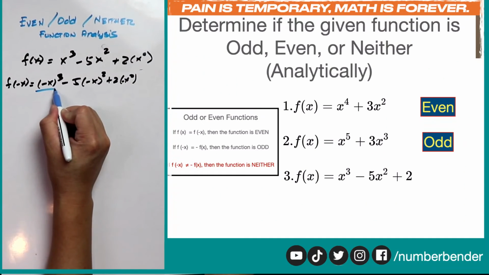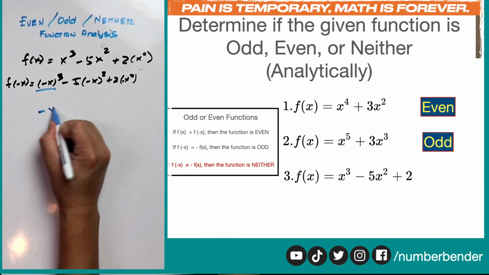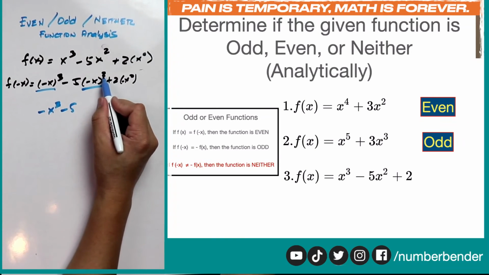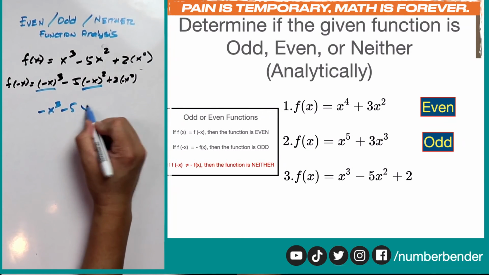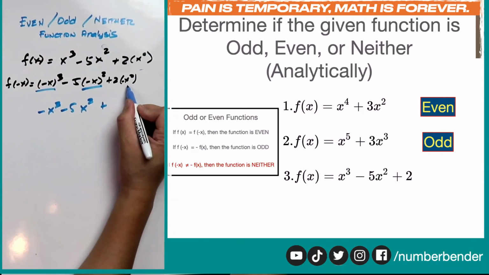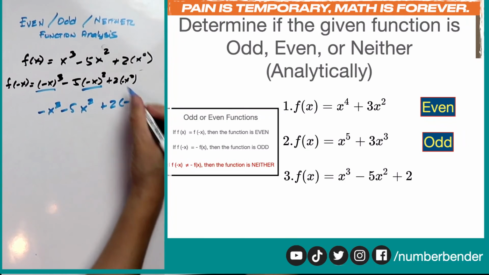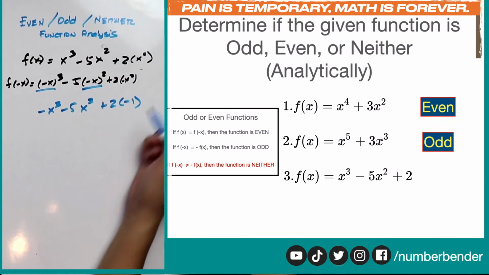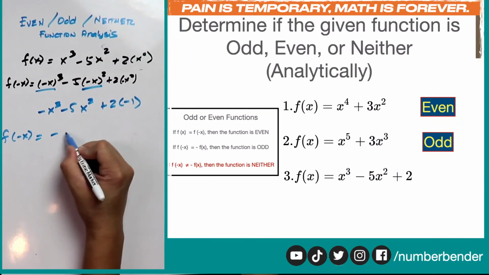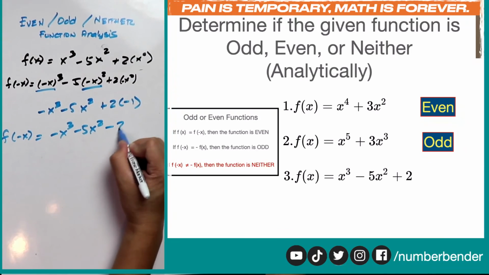So for this, we know it will remain negative because this is an odd exponent. So we have negative x cubed minus 5. And this one, negative x squared, will become positive. So this will become x squared plus 2 times negative x raised to 0, which is 2 times negative 1, because negative x raised to 0 is 1. So by simplifying it, f of negative x is equal to negative x cubed minus 5x squared minus 2.